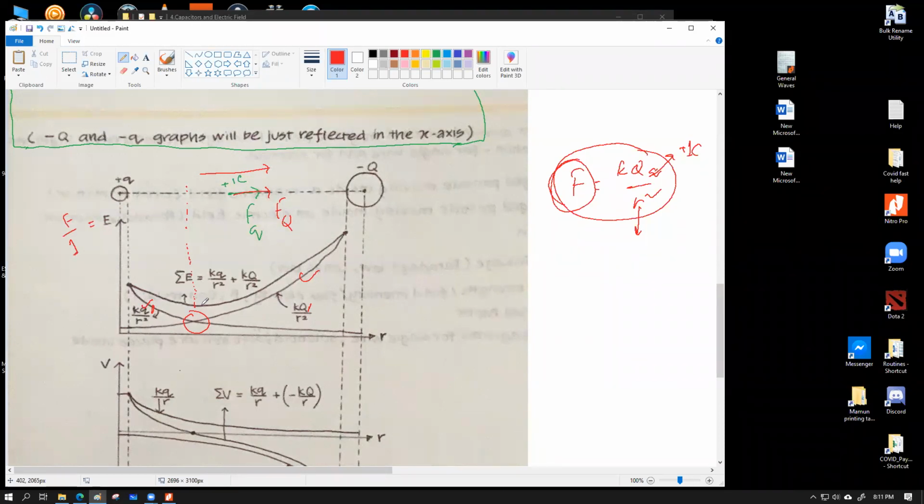So the intersection point represents where the total sum is supposed to be minimum, but not zero. Minimum, but not zero. Yes, not zero because they are both working in the same direction, so they're not canceling each other out. Okay, thank you, sir. Sure.